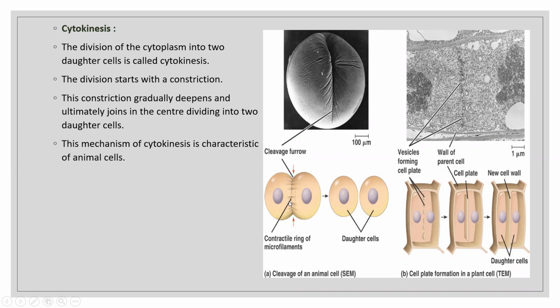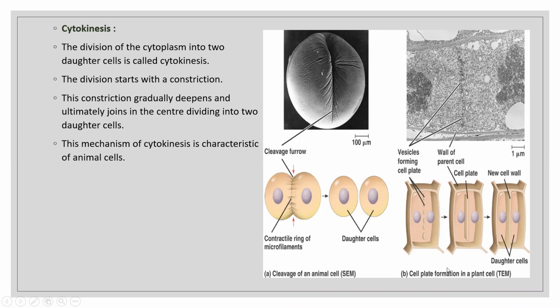You can see how the furrow is formed. Initially, a constriction is developed. This is the constriction, and later it deepens and forms a furrow. You can see a cleavage furrow is formed, and when it deepens more, it divides the cell into two daughter cells. Now, this mechanism of cytokinesis is characteristic of animal cells only. This mostly takes place in animal cells only.